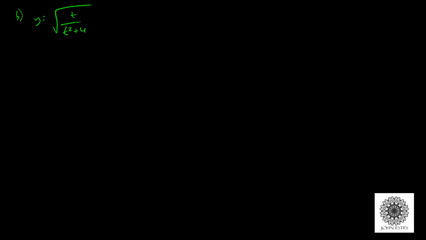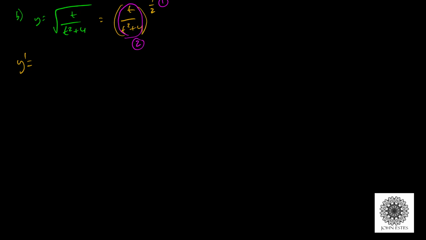Alright, so now we have y equals the square root of t over t squared plus 4. Again, remember, we want to treat this as t over t squared plus 4 all to the 1/2 power. So now when I take the derivative of this, I do chain rule, and then I'll have to do quotient rule, because the outside is the 1/2 power, the inside is this rational expression.